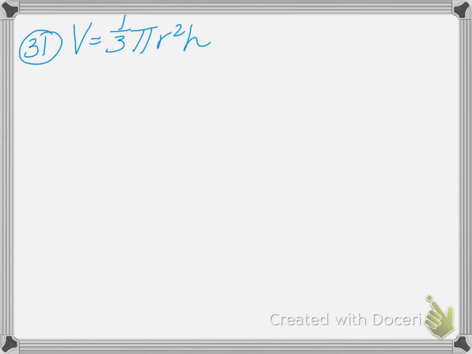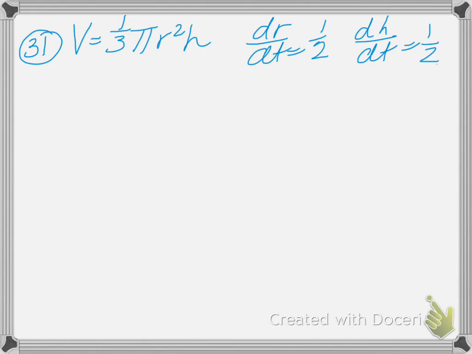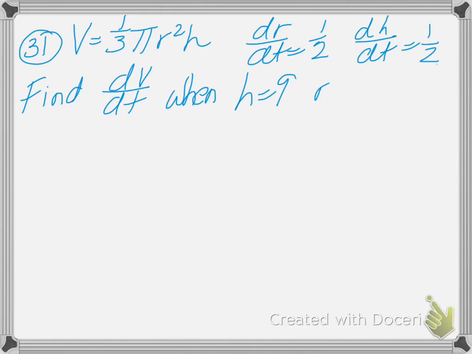Okay, number 31 is everyone's favorite topic, related rates. So they're giving you the formula for the volume of a cone, and it says the radius and the height both increase at a rate of 1/2. So the radius is increasing, so dr dt equals 1/2, and the height is increasing, so dh over dt is also 1/2. Okay, it's saying at what rate, so that's find. At what rate is the volume increasing? So find dv dt when the height is 9 and the radius equals 6.